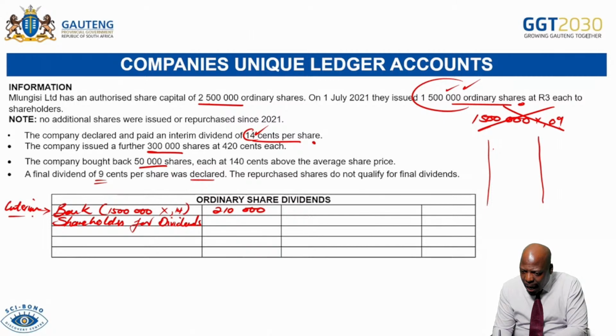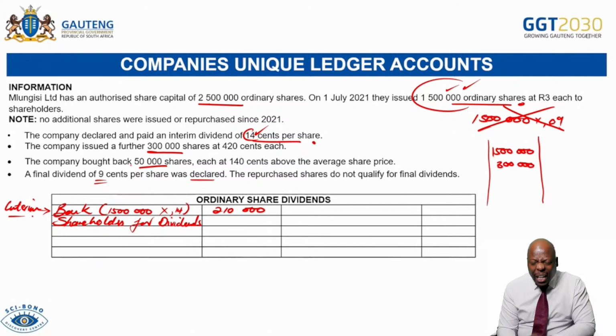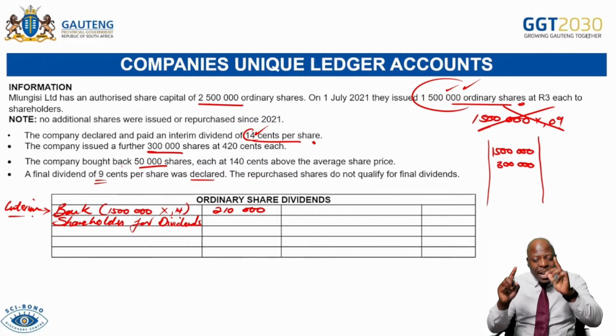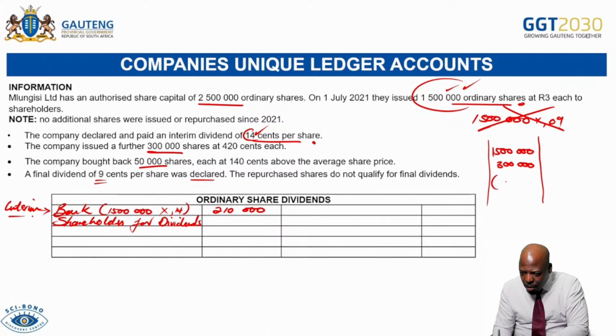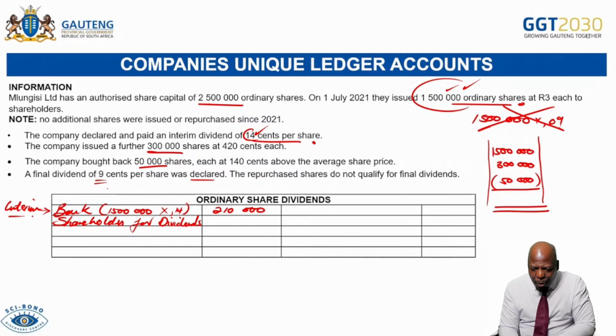Let me start. At the beginning, I started with 1.5 million. And then we issued a further 300,000. And then after that, we bought back. Once there's a buyback, what did I say? Brackets. So here I'm going to get my brackets, 50,000, and then I close this up. Because for the final dividend, we're told the repurchased shares do not qualify. In other words, these 50,000 shares that we repurchased do not qualify.